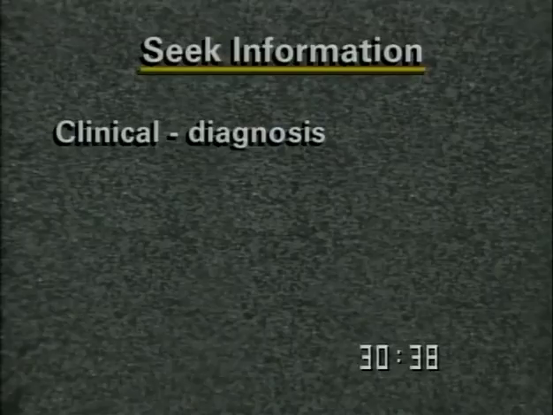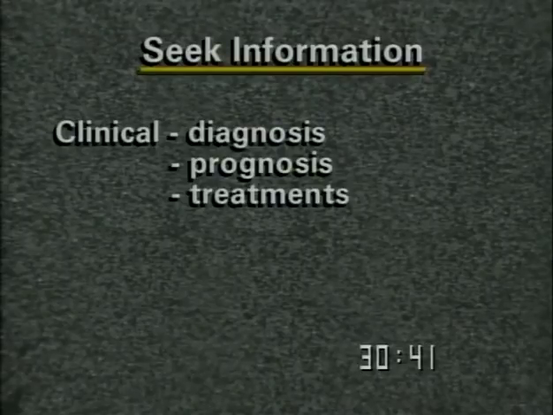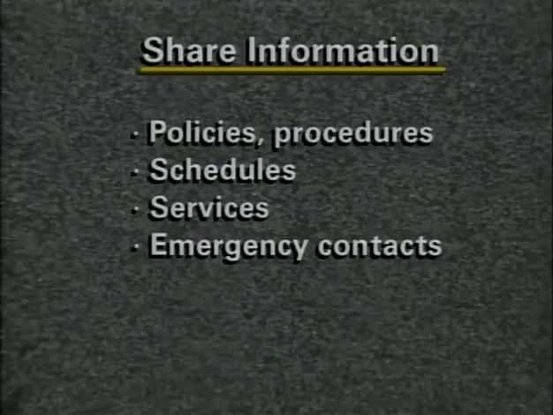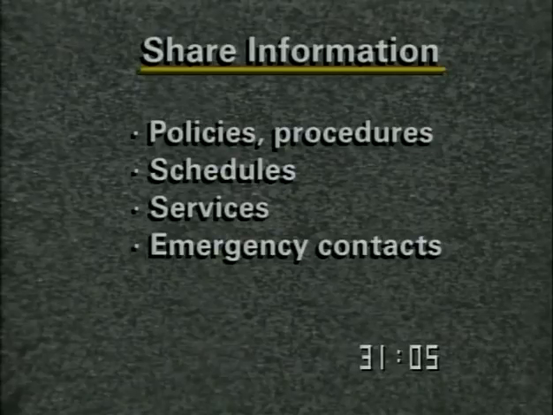There is a process that you can follow to do this. For the first step, members of the team must seek information to identify the patient's abilities, limitations, needs, and problems. There is the clinical information: diagnosis, prognosis, treatments, and other parts of care. And there is the situational information: patient values, views, beliefs, verbal and nonverbal communication skills, living arrangements, habits, personal choices, caregivers and their abilities, etc. It is also important to share information with the patient about your agency policies and procedures, especially schedules, services available, and emergency contacts.